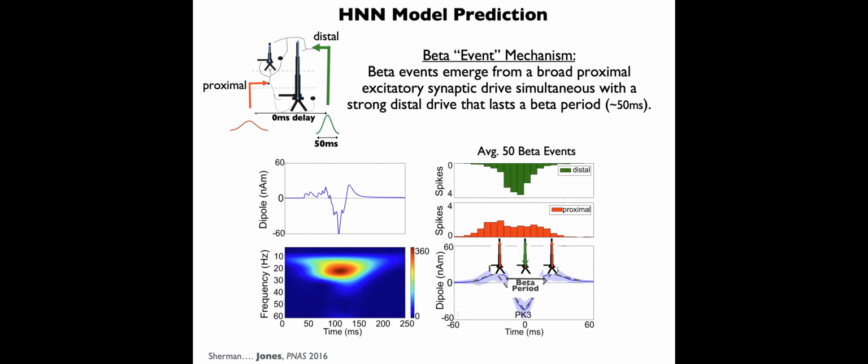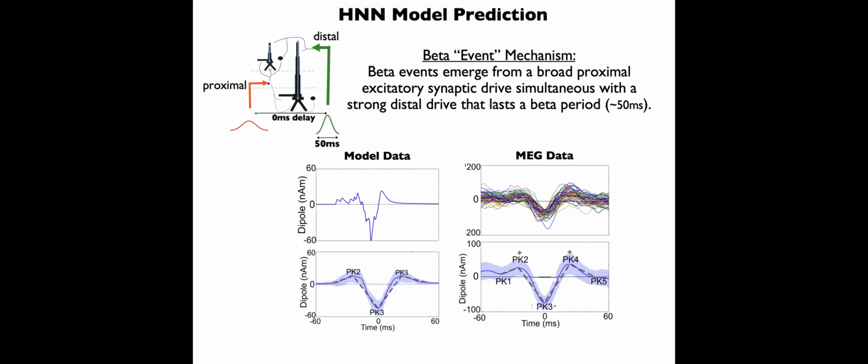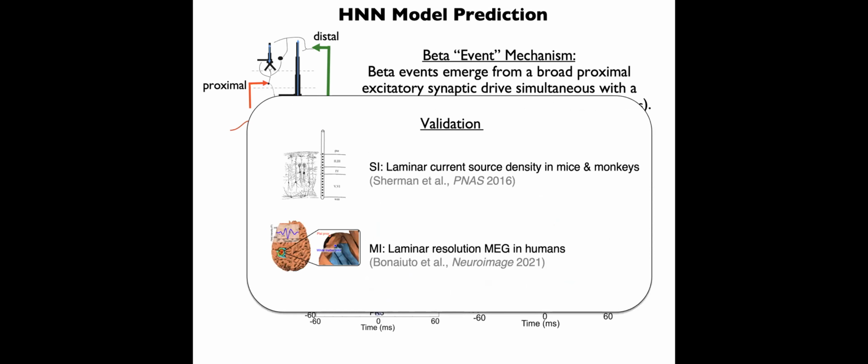And due to the level of biophysical detail in the model, we could then go in and test these predictions. The first thing that we see is it does very reliably reproduce features of our MEG data and also very similarly EEG data. And then we were able to validate some of these predictions with laminar current source density recordings in both mice and monkeys, and more recently with laminar high resolution MEG in humans. And so we have some support that this beta mechanism is occurring across species and across recording modalities.